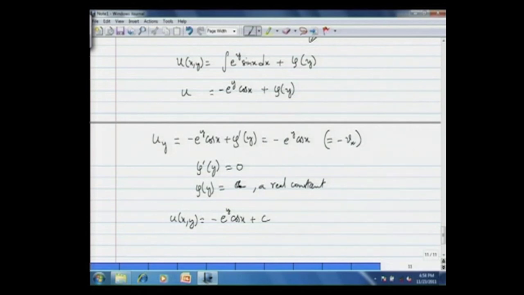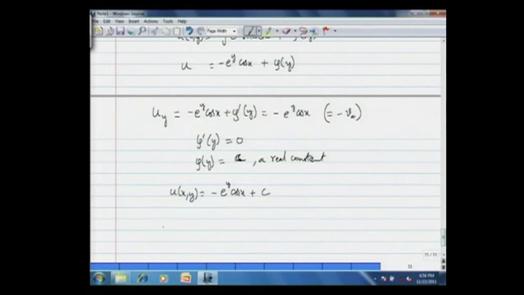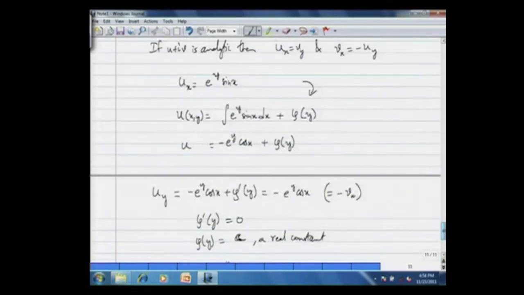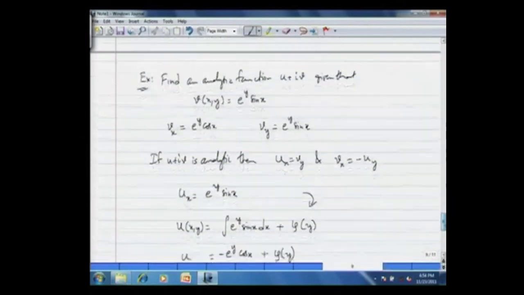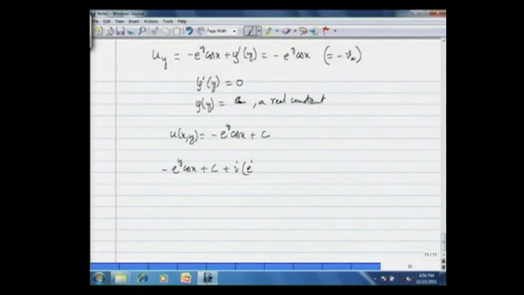So, we can find u like that, and then u plus i v, that is, minus e power y cosine x plus c plus i times e power y sin x, is the required analytic function.